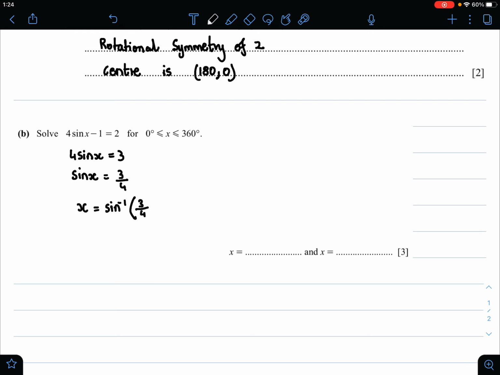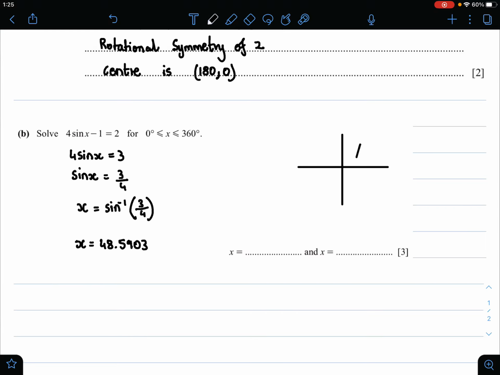So sine inverse of 3 by 4, and when you do sine inverse of 3 by 4, you will get your answer as 48.5903. Now you need to get two values of x, and they are asking you between the 0 to 360 mark. Now you can remember this. It is very easy to solve this.